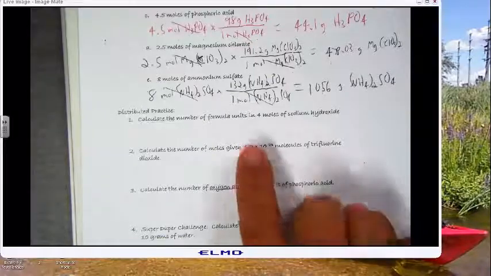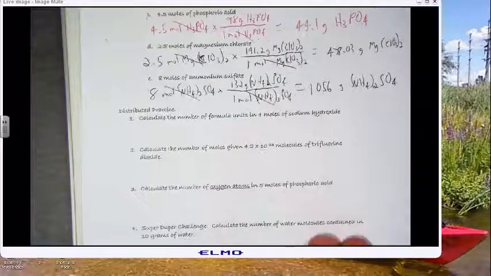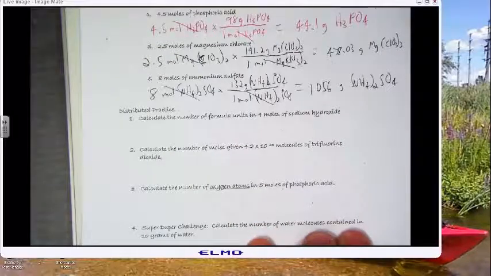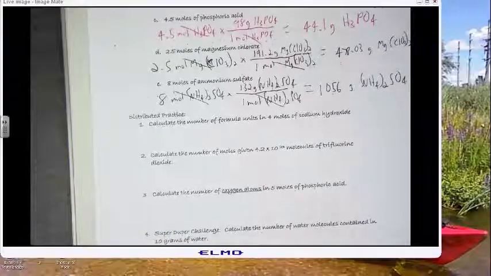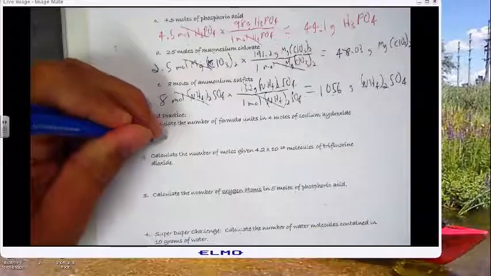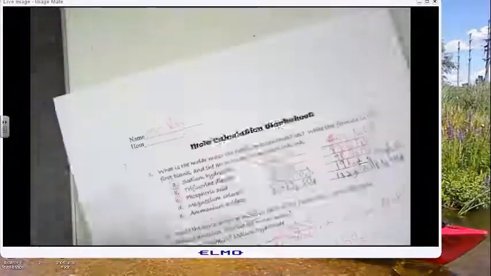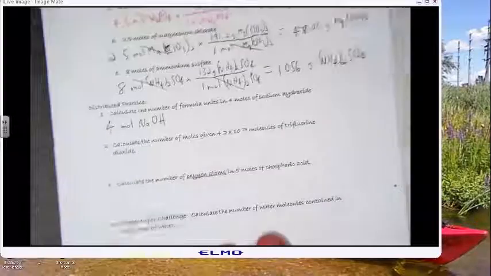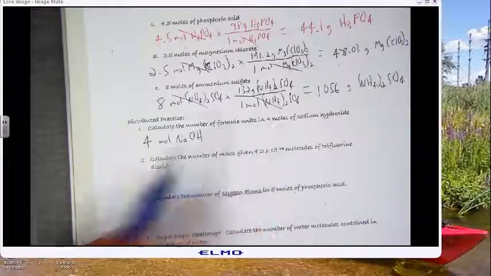So now we move down to the distributed practice, and I think you'll find that these use the same molecules or formula units that we calculated over on this side. Let's try the first one. Calculate the number of formula units in 4 moles of sodium hydroxide. If I'm starting with 4 moles sodium hydroxide, there it is there, I'm trying to get from moles to formula units.